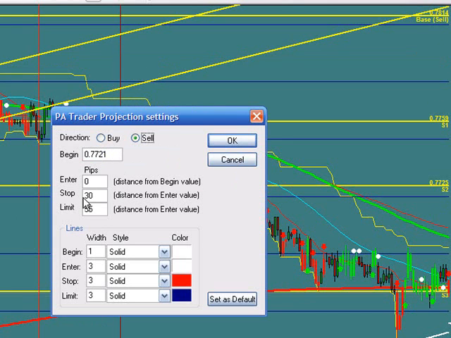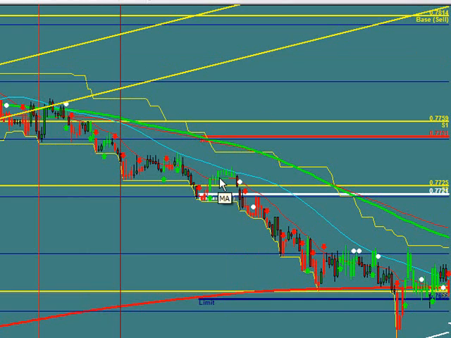You can see I'm the seller, 30 pip stop, 55 pip move. So my stop would have been here. There's a 55 pip move right there. So from there down to there is 55 pips. So we've got 1, 2, 3, 4, 5. We'll pass on these two. We take 6, we take 7, we take 8, take 9, we take 10, take 11, take 12. Okay, even 13, that one's far enough away.